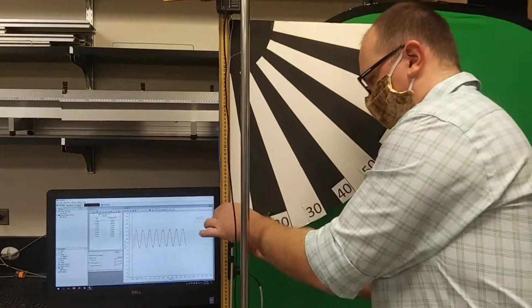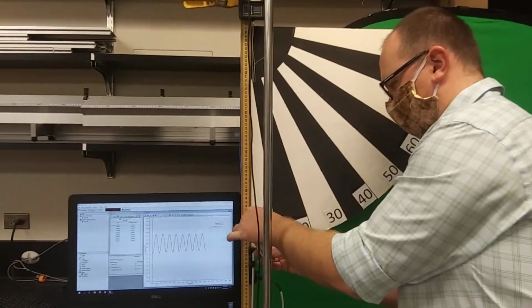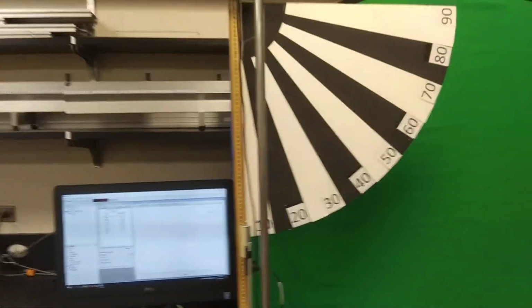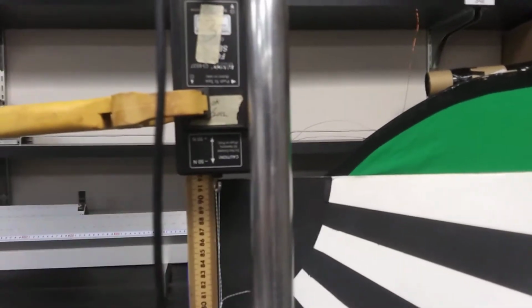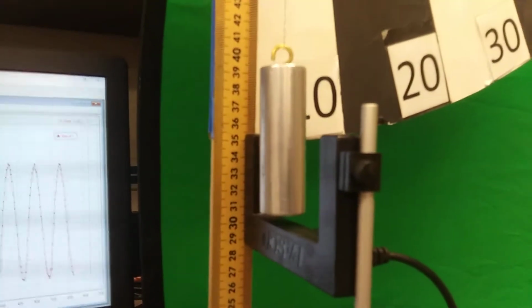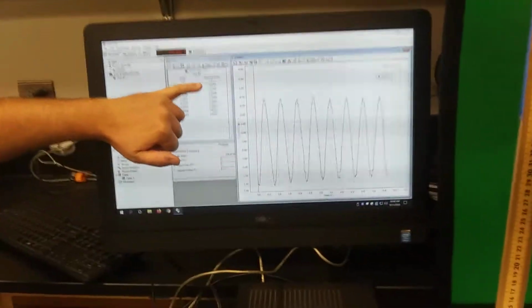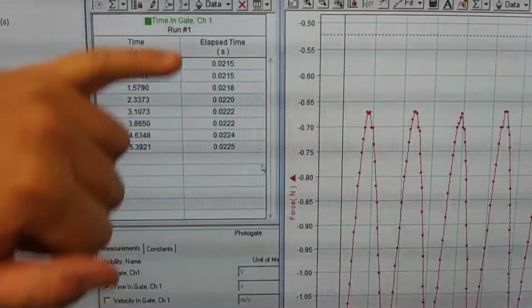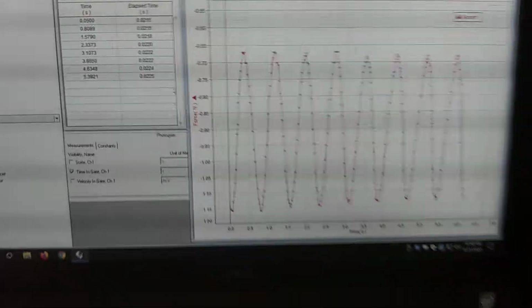So, oh yeah, the radius. Sorry, my bad. Okay, you get that while I get the. Ready? Yeah. Times. The time it's in the gate there.